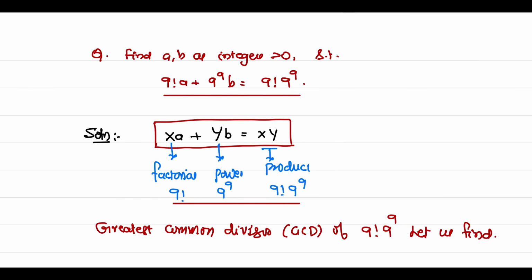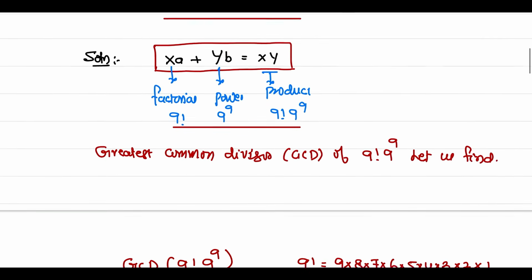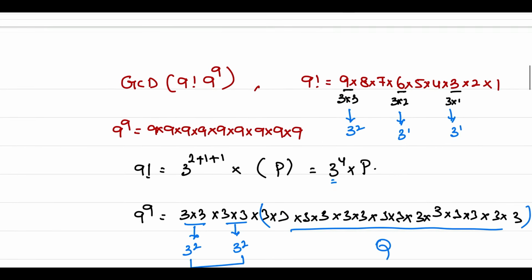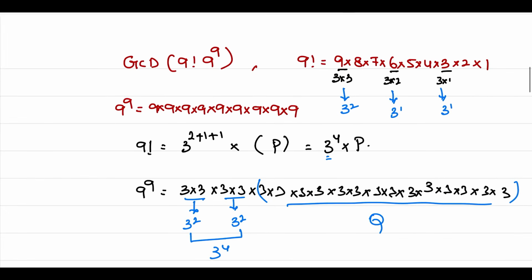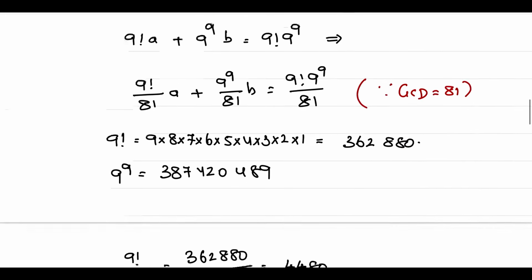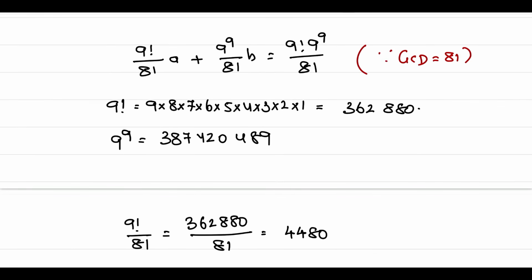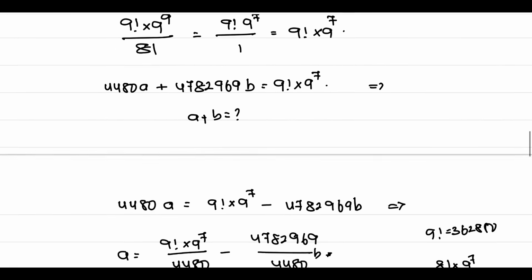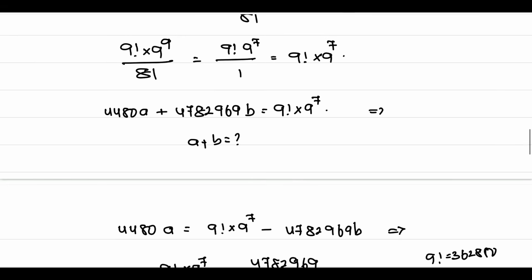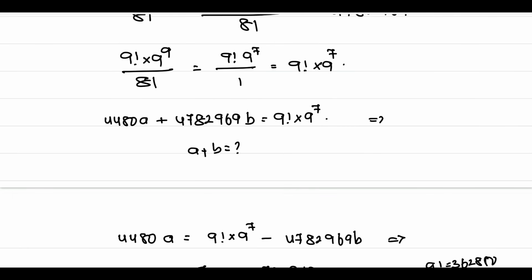9 factorial into a plus 9 to the power of 9 into b is equal to 9 factorial into 9 to the power of 9. That is xa plus yb is equal to xy. A and b we have to find out. The greatest common divisor of 9 factorial and 9 to the power of 9 is 3 to the power of 4, that is 81. So I have divided the right hand side and left hand side by 81, and I got the simplified equation as 4480 a plus 4782969 into b is equal to 9 factorial into 9 to the power of 7.